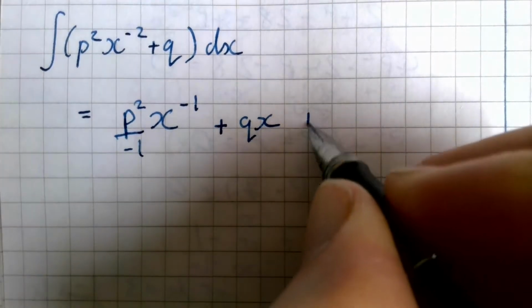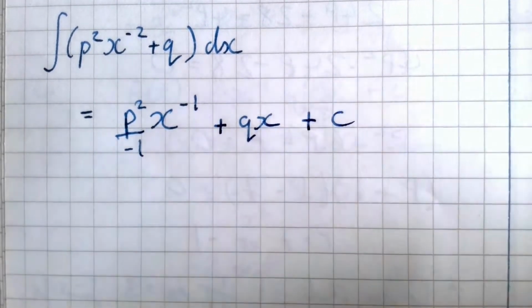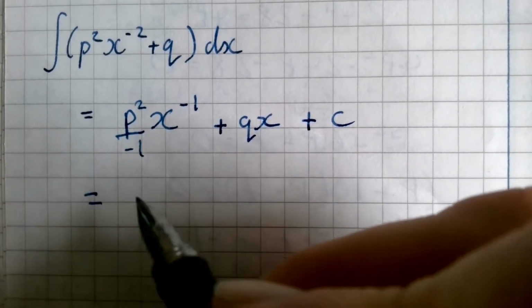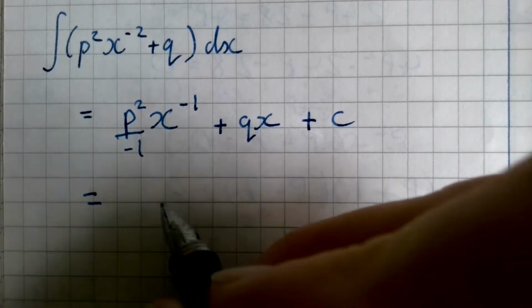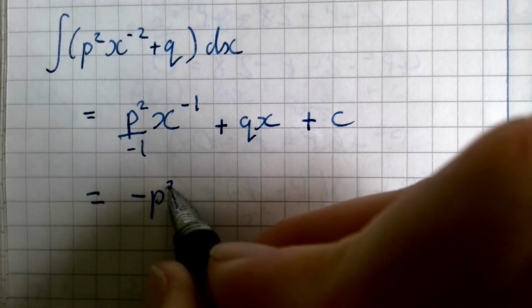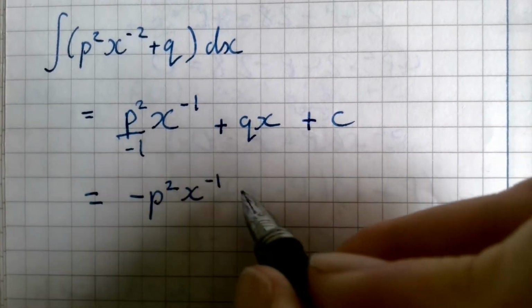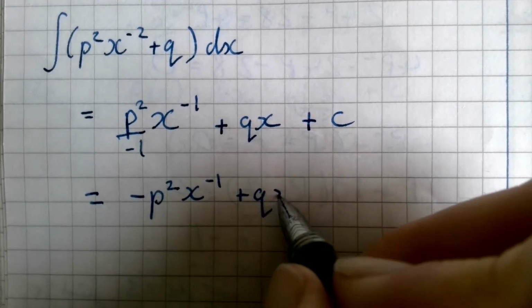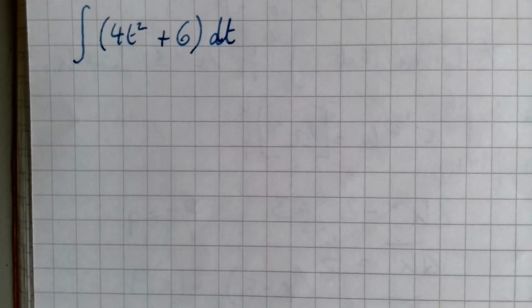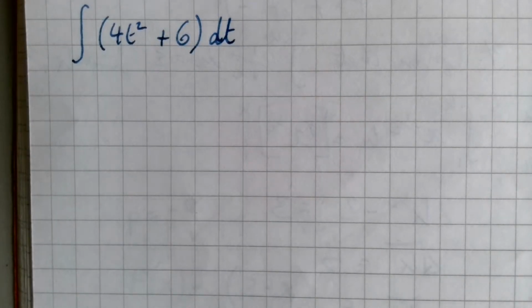And then we don't want to lose another biscuit, so we better plus c at the end. And then we just need to tidy up what p squared divided by minus 1. Divide anything by minus 1, it just becomes negative. So you've got minus p squared x to the minus 1 plus qx plus c. Great, now there's one tiny little difference that's happened here.